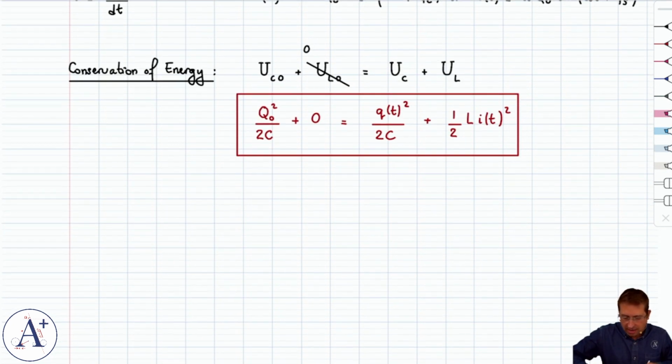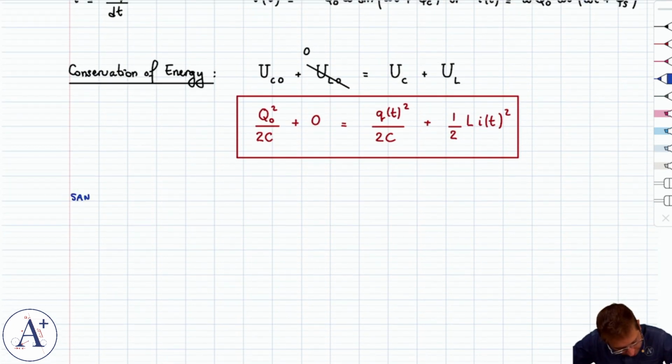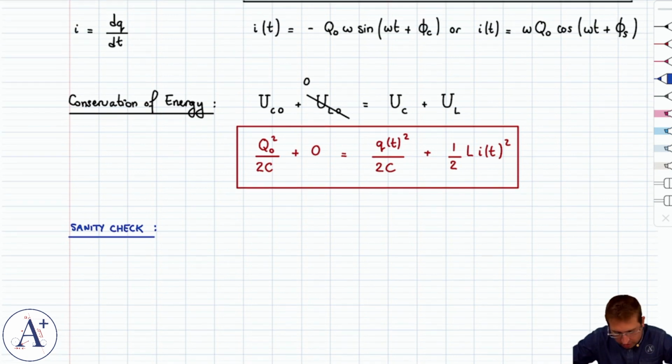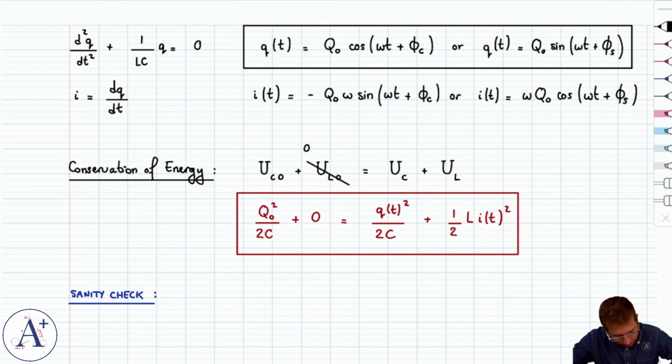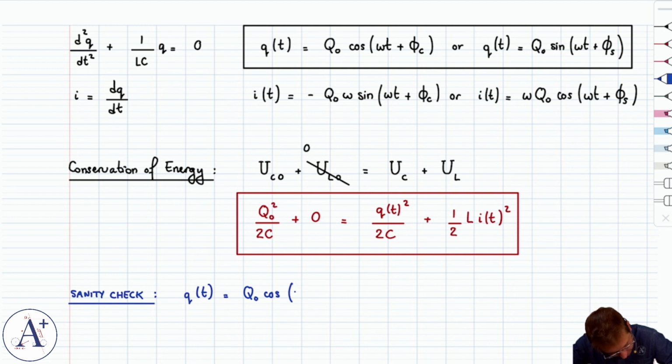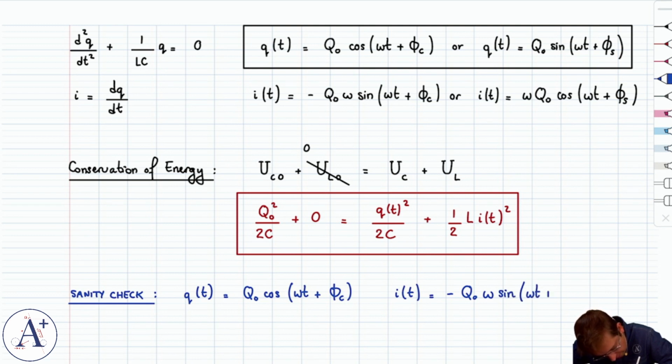And just as a sanity check, let's show that this is valid, because we have the expressions above for I of t and Q of t. Now you can pick whichever version you want. I'm going to go with the cosine version for Q of t. So I'm going to write that Q of t is Q0 cosine of omega t plus phi sub C, and I of t is the corresponding expression, which is minus Q0 omega sine of omega t plus phi sub C.